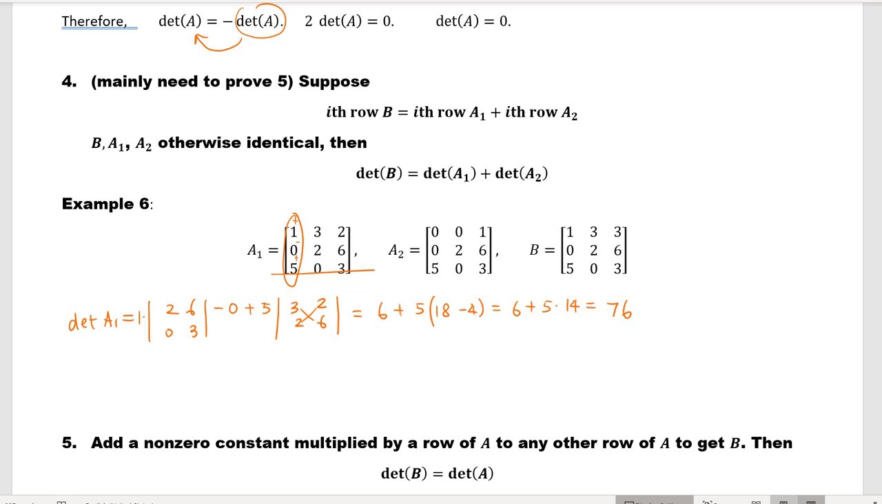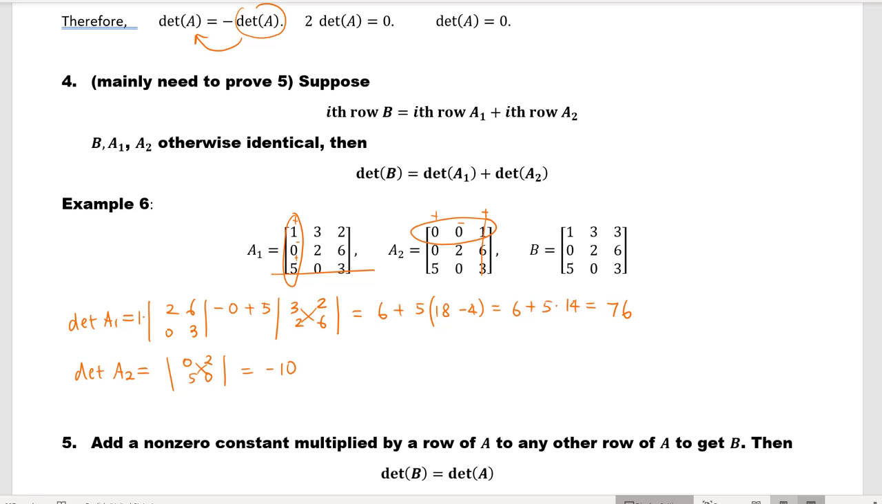Okay, everyone. So how about the determinant of A2? Well, it's better to pick the first row because there are a lot of 0s, right? Plus, minus, plus, so positive 1 times the determinant of the submatrix 0, 2, 5, 0. 0 times 0 minus 2 times 5, which is negative 10.